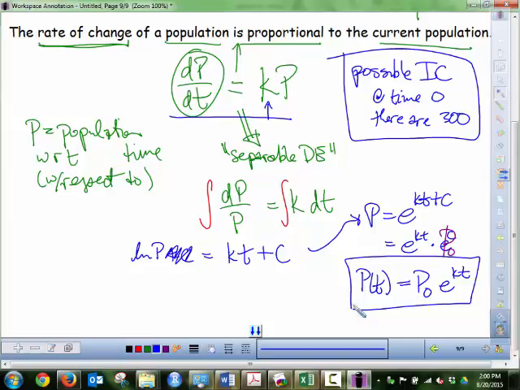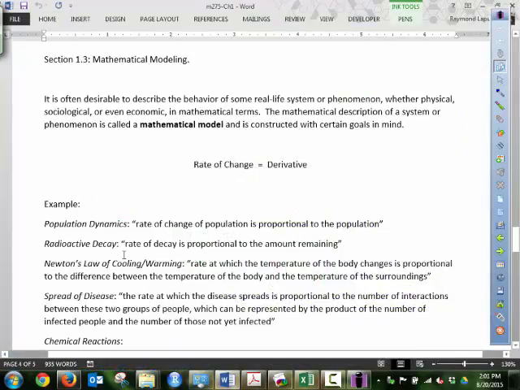And this is our first real differential equation problem where we're actually using a technique that we're learning in this class called separable differential equations. Really important that you know how to integrate. Okay? So there are other types of applications. Radioactive decay, for example, is proportional to the amount that's remaining.